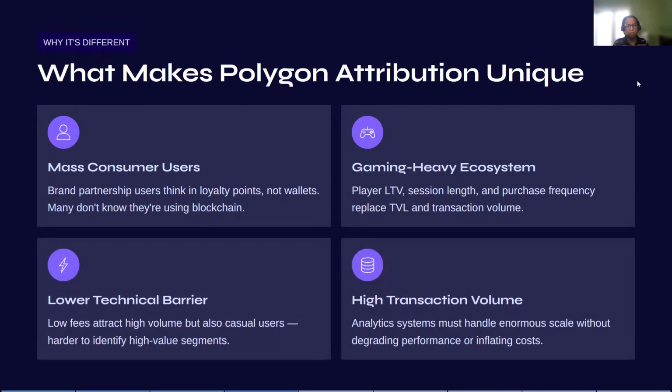So what makes Polygon attribution unique? The Polygon network has multiple different user bases. They have mass consumer users. The brands, Starbucks and Nike and other enterprise companies, have their own app. They use their own marketing campaigns to bring in their users, and the users will start using the app, and ultimately whatever purchase they are making, whatever transaction they are doing on the app, will end in Polygon.